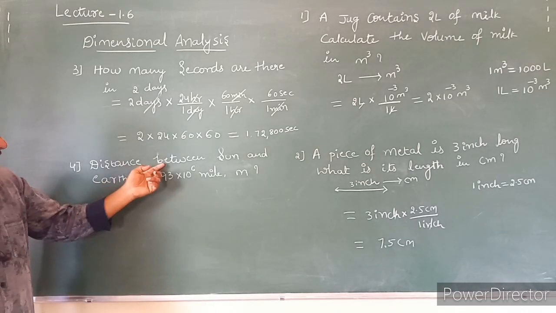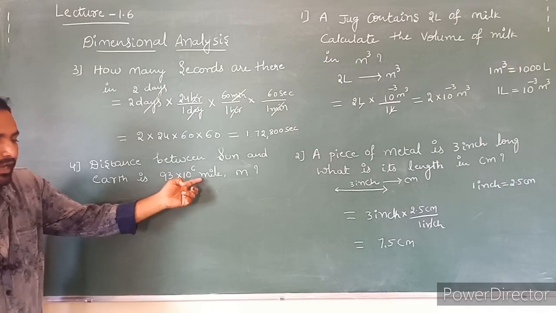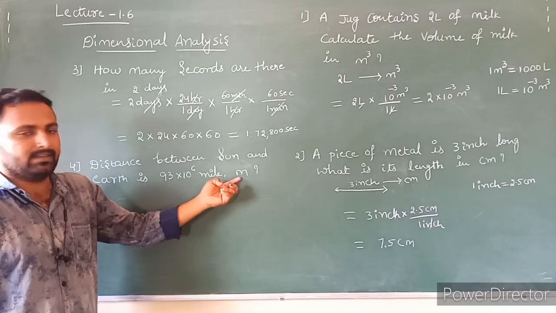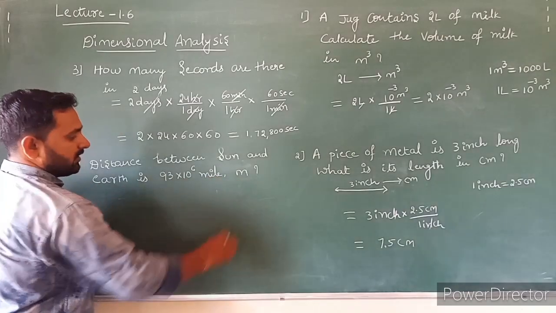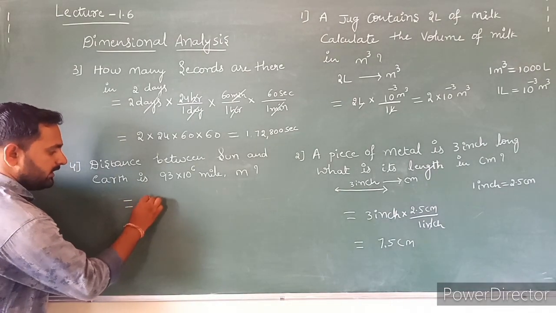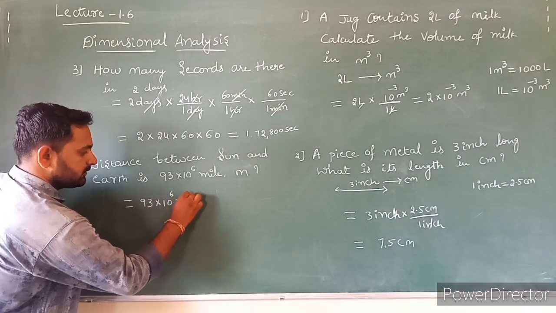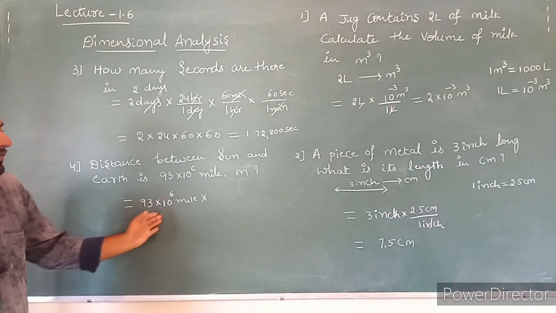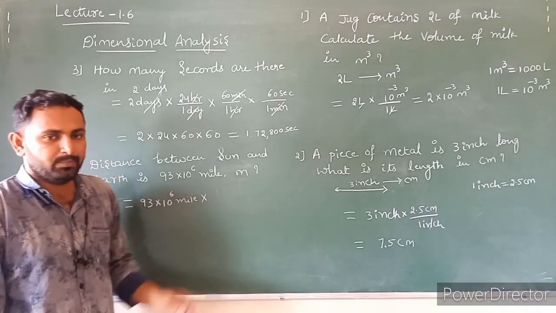Next, the fourth one. The distance between Sun and Earth is 93 into 10 power 6 mile. He is asking for the distance in meter. Calculate the distance between Sun and Earth in meter. Now let us convert step by step. First, 93 into 10 power 6 mile. We cannot convert directly into meters. First we have to convert into kilometer, and next we can convert into meter.